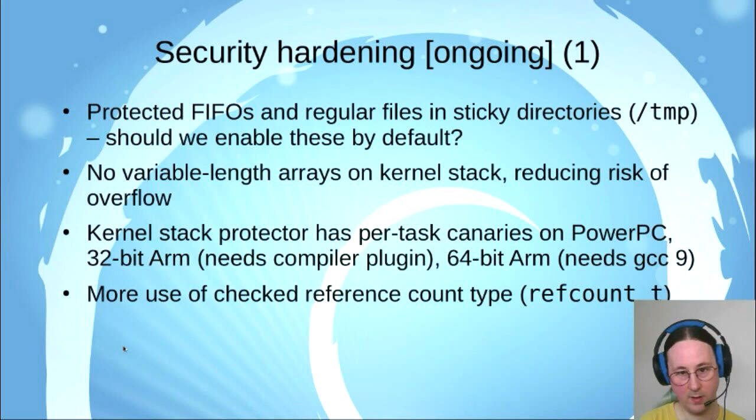And then reference counts. Bugs in reference counting can lead to freeing objects while they're still in use, which is very bad. That can be used eventually to achieve code execution in the kernel. The refcount_t type is a checked reference count type, and various reference counts in the kernel have been converted over to using that.